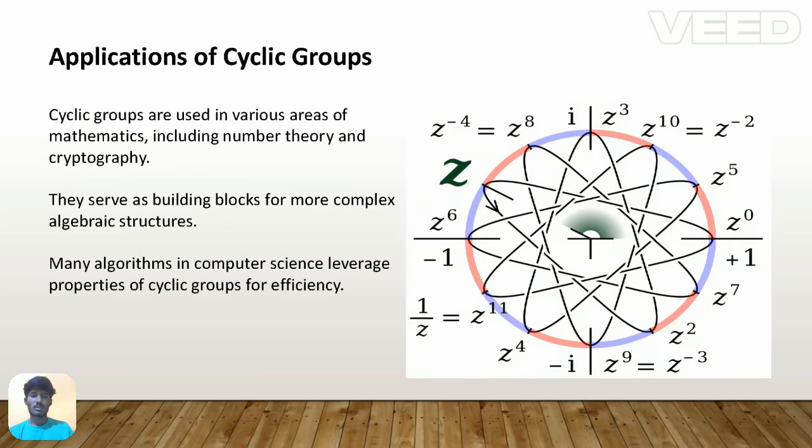Applications of cyclic groups. Cyclic groups are used in various areas of mathematics, including number theory and cryptography. These serve as building blocks for more complex algebraic structures. Many algorithms in computer science leverage properties of cyclic groups for efficiency.